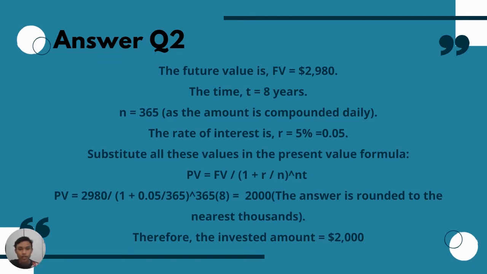The interest rate given is 5%, divided by 100, it becomes 0.05. So we substitute all these values in the present value formula, and therefore the invested amount, which is the present value, is 2,000.